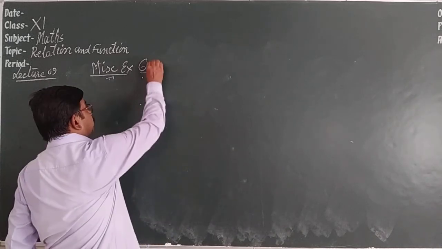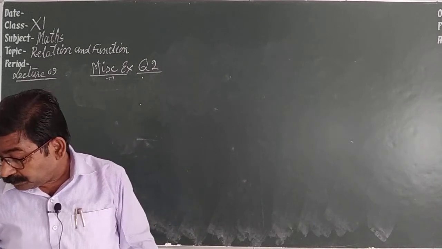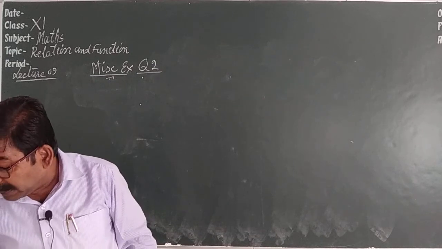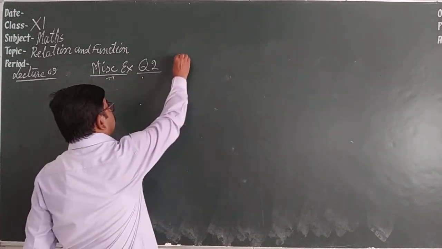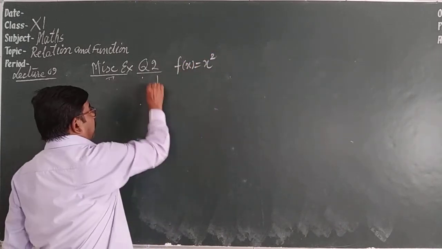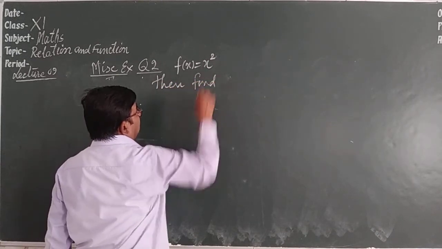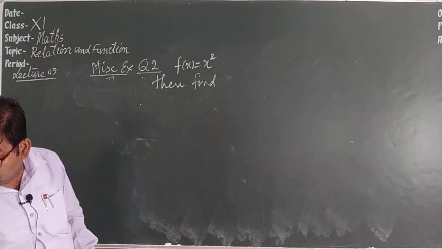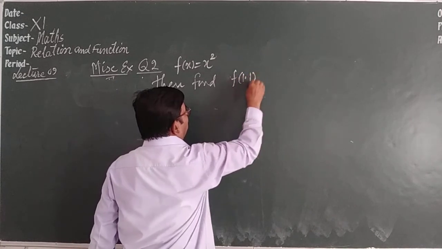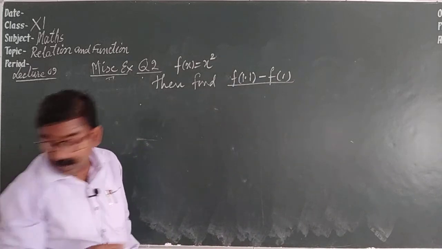See, question number 2. We are given fx is equal to x square. Then find what? f(1.1) minus f(1) upon 1.1 minus 1.